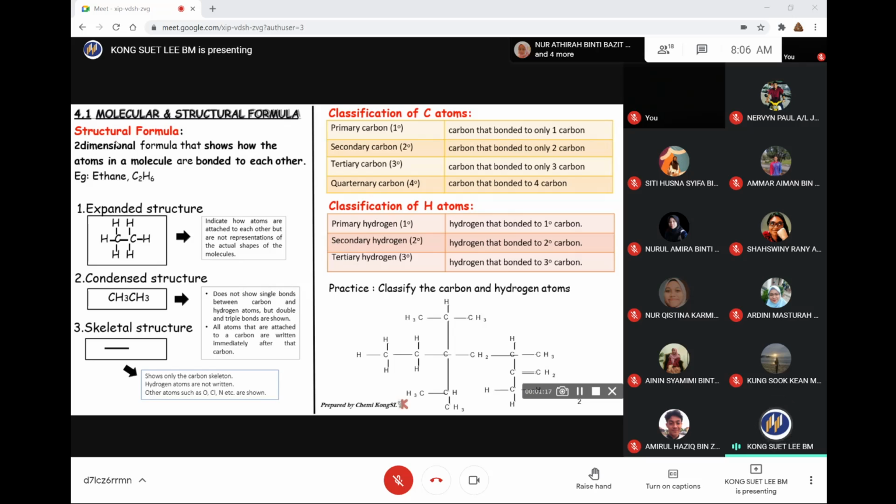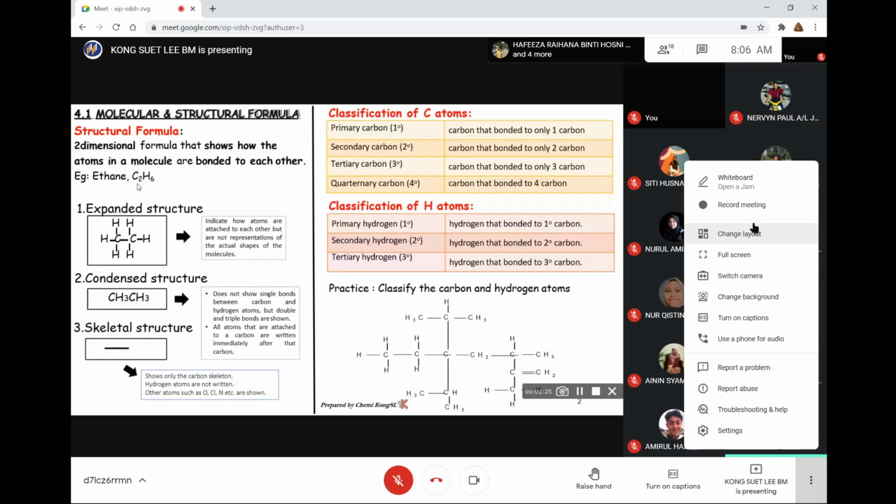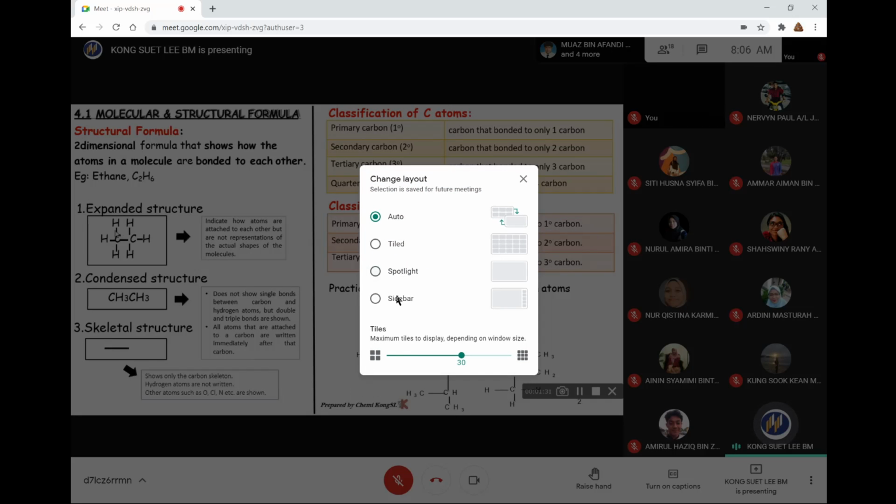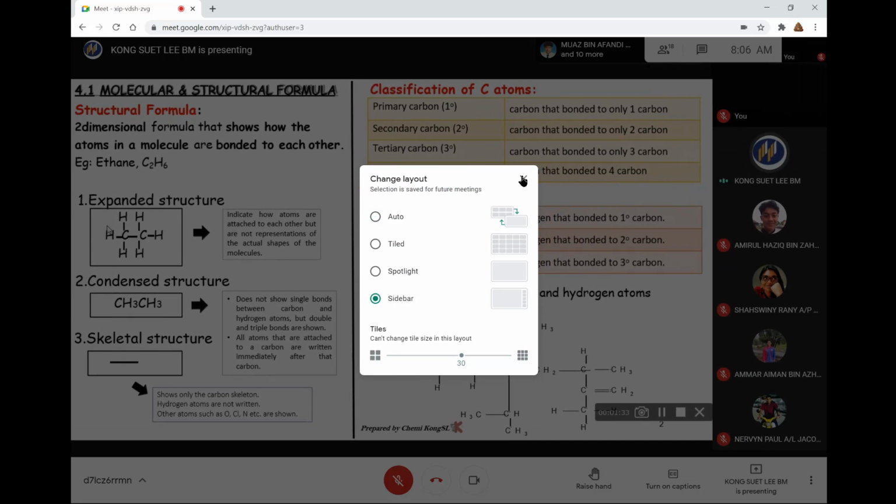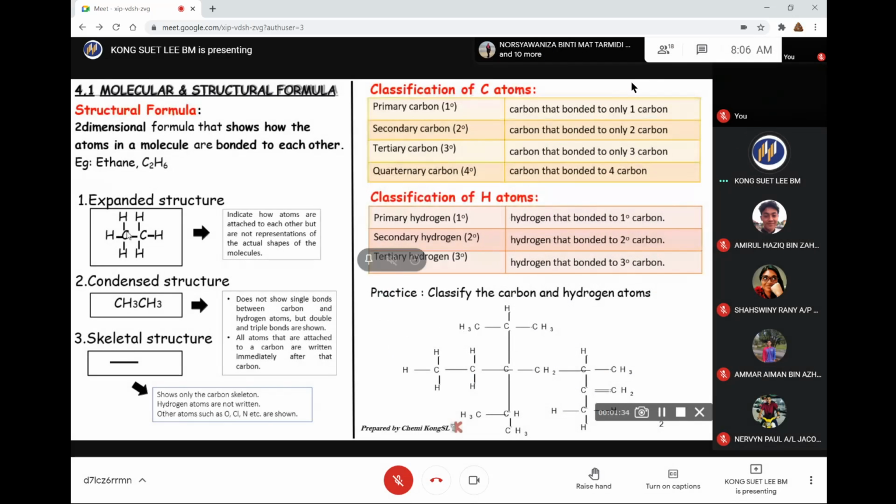Of course, all the structural formulas are two-dimensional formulas. They show how the atoms in a molecule are bonded to each other. For example, with C2H6, you just know it is 2 carbon and 6 hydrogen, but you don't know how they bond together. So we can represent it by expanded structure. You see 1 carbon, 2 carbon, and then 6 hydrogen.